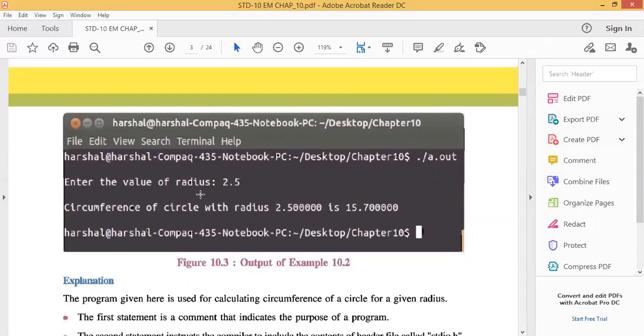Enter the value of radius: 2.5 entered. Circumference of the circle 2.5 is 15.700. So this is the simple output of the program.